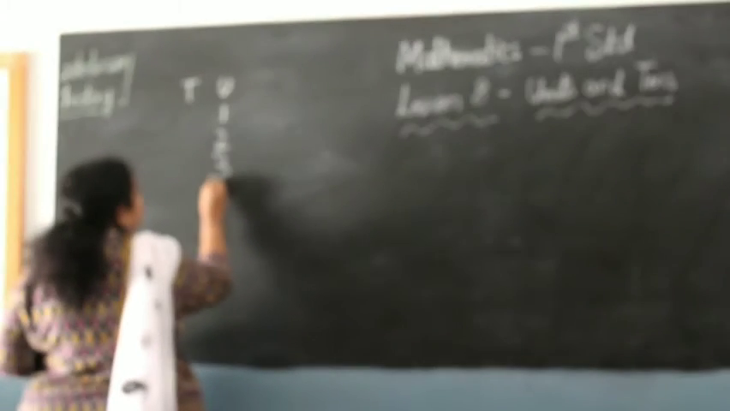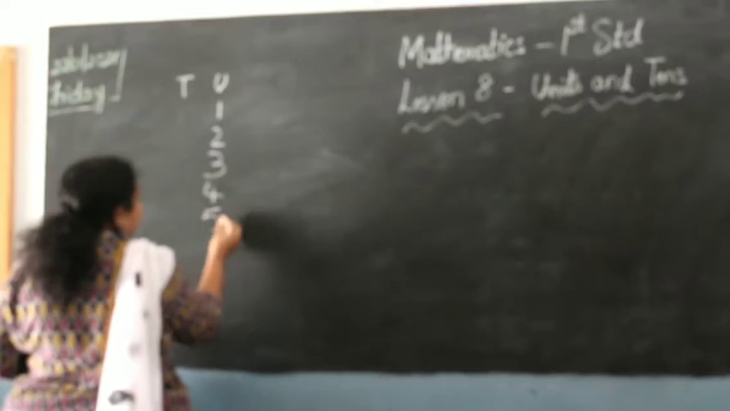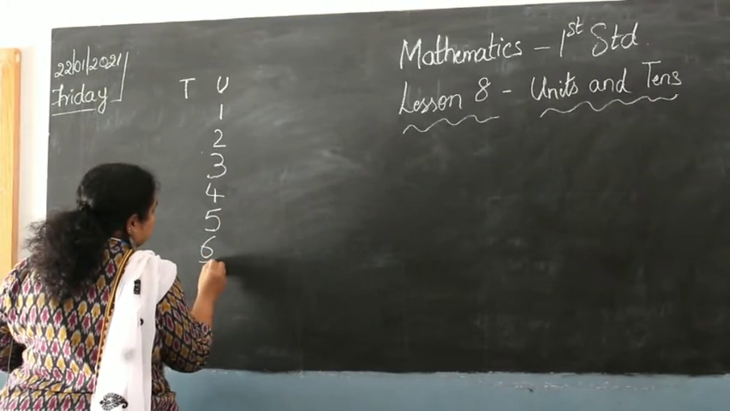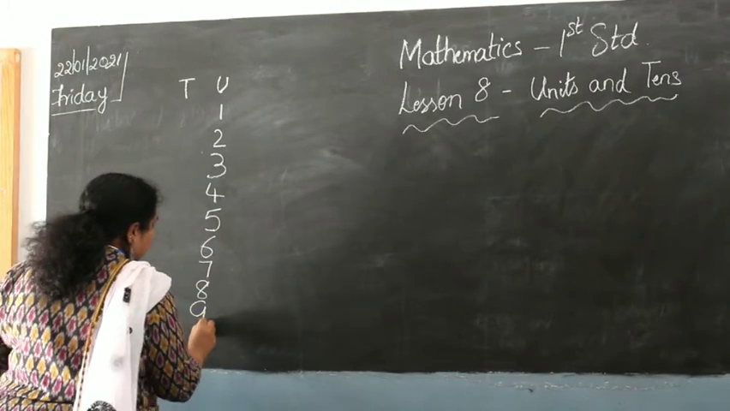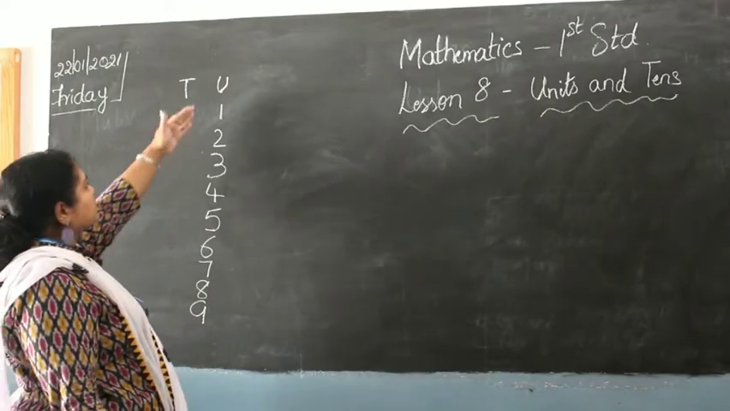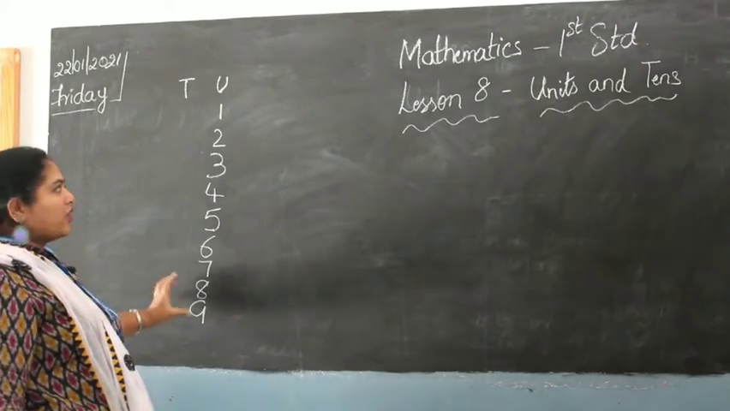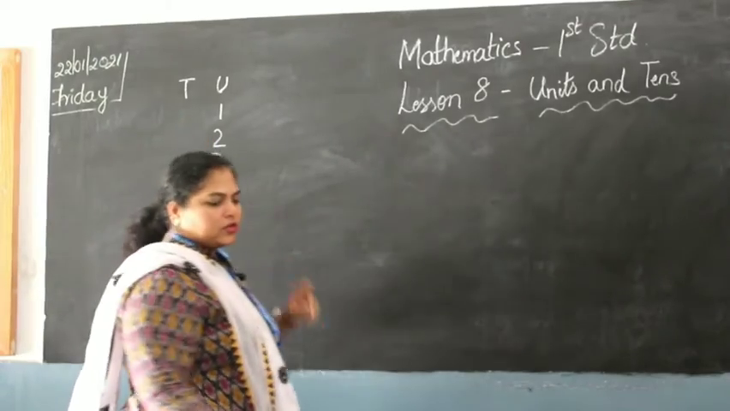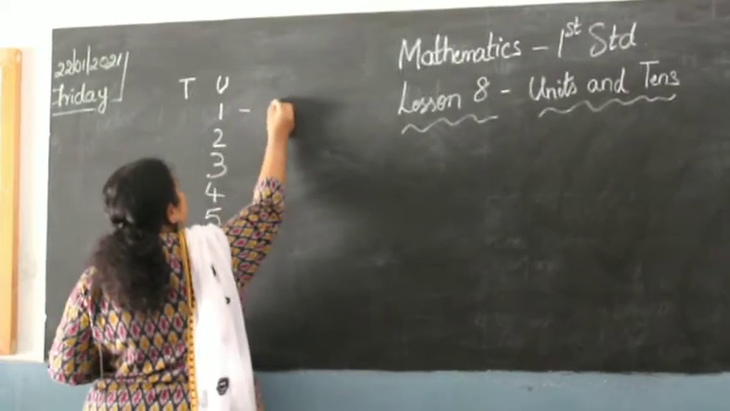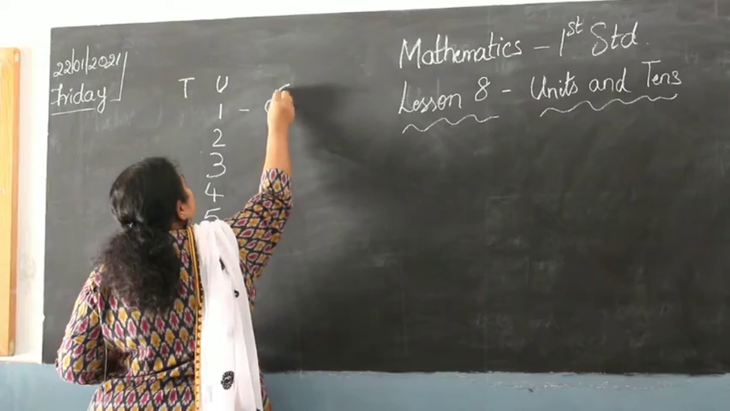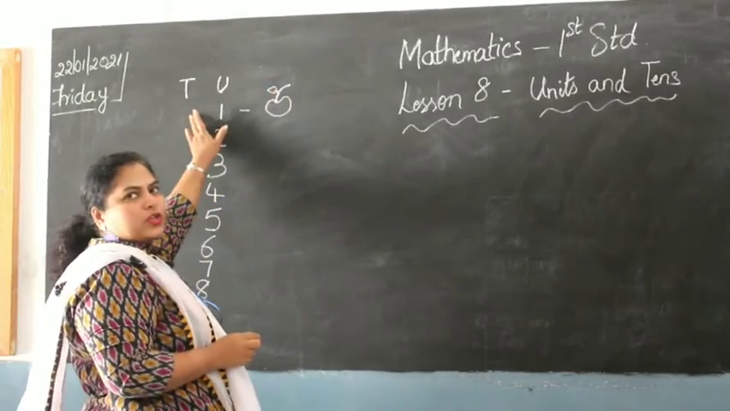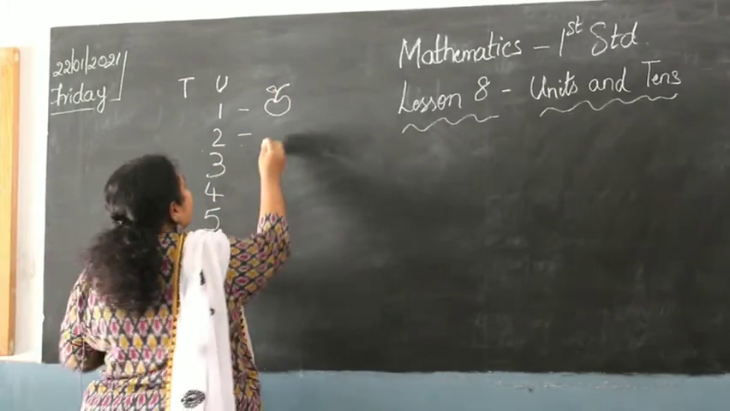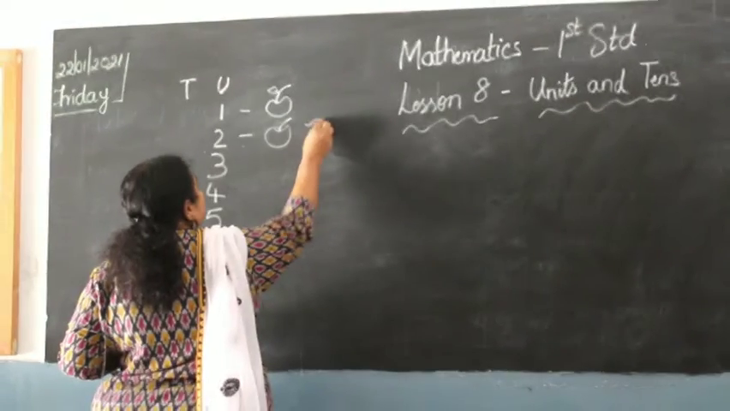So 1, 2, 3, 4, 5, 6, 7, 8, 9. Up to the number 9, it's on the unit side, right? So every single object is 1 unit. So when you have 1 apple, for instance, it's 1 unit. So 1 apple is 1 unit. If you are taking 2 apples, then there are 2 units. 2 apples, 2 units. So up to 9.